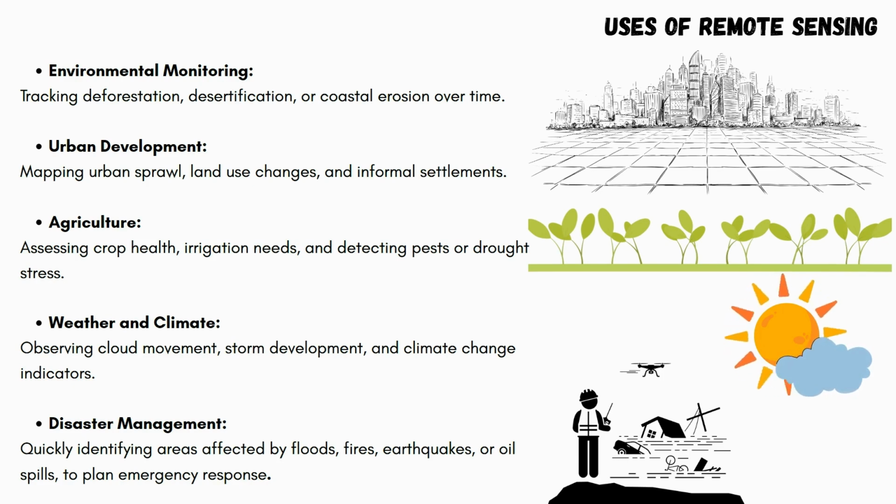Weather and climate, observing cloud movement from storm development and climate change indicators. And then for disaster management, quickly identifying areas affected by floods or fires, earthquakes or oil spills to plan emergency response. So the uses of remote sensing is across the world to monitor changes, predict risks, and support planning decisions.